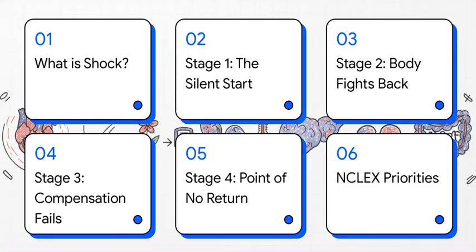So here's our roadmap for this explainer. We're going to walk through this whole thing like a physiological story. We'll start with that silent beginning. Then we'll watch the body fight back. We'll see exactly where it begins to fail, and then understand that point of no return. And of course, we'll wrap it all up with the essential NCLEX priorities.